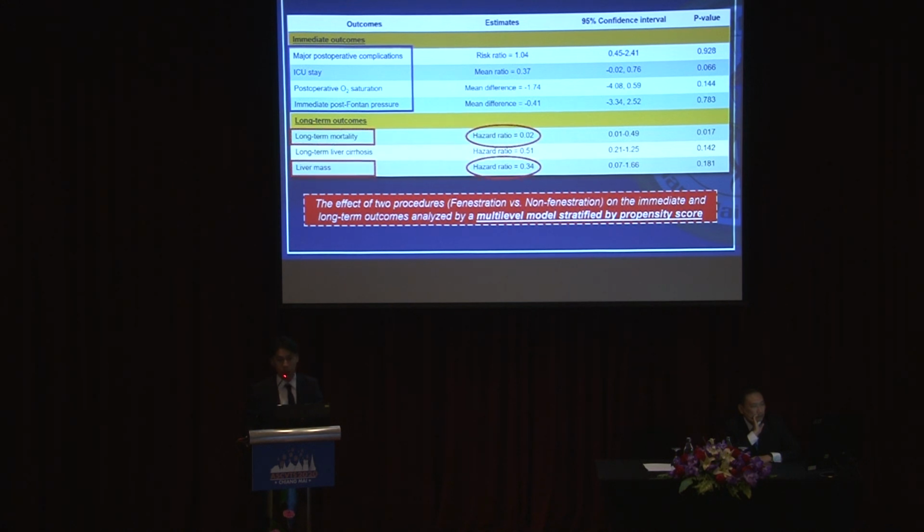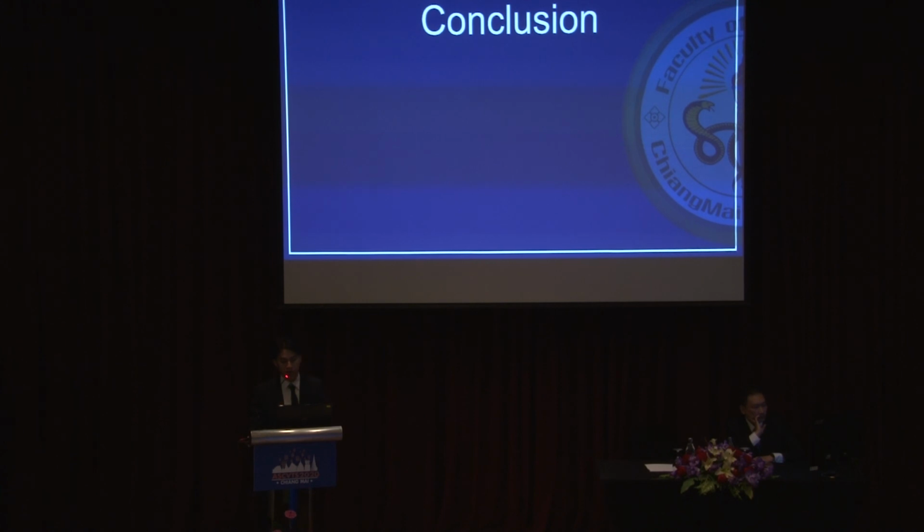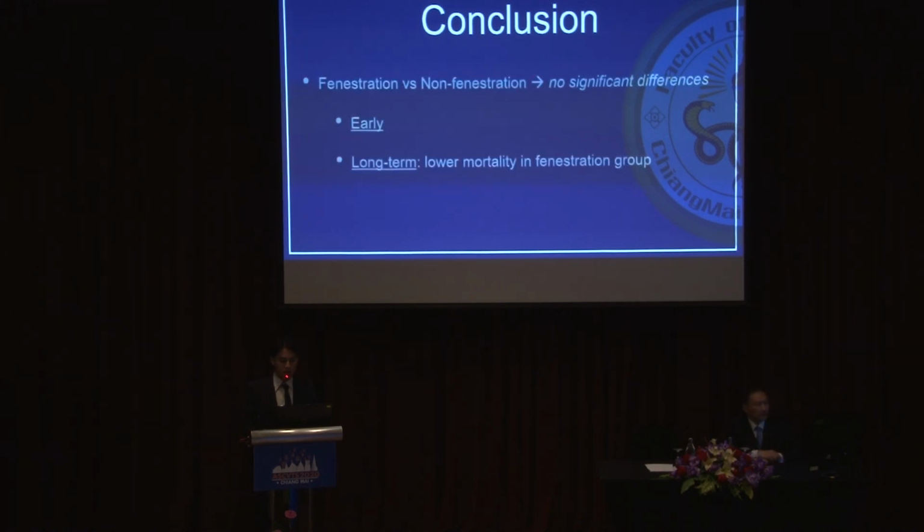In long-term outcomes, despite no statistically significant differences, patients in the fenestrated group were less likely to develop liver mass, with a hazard ratio of 0.34, and have lower long-term mortality compared to those in the non-fenestrated group. So we come to a conclusion that neither early nor late post-operative outcomes showed significant differences between non-fenestration and fenestration groups, except for long-term mortality, which was significantly lower in the latter.